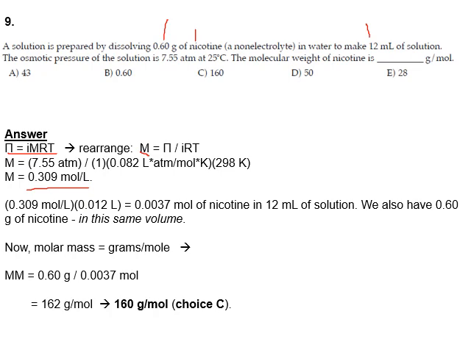Or you can do it the other way, where you say, okay, we know we have 0.6 grams in 12 milliliters, so how many moles would we have in 12 milliliters? And so we just figured out that in 1,000 milliliters we would have 0.309 moles.